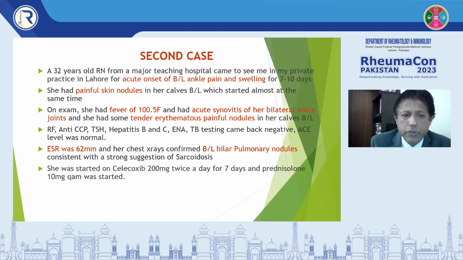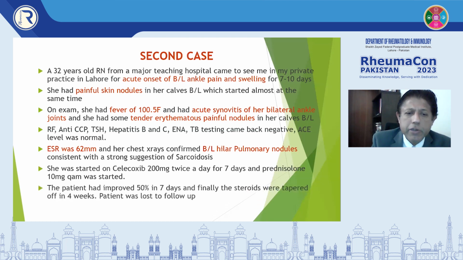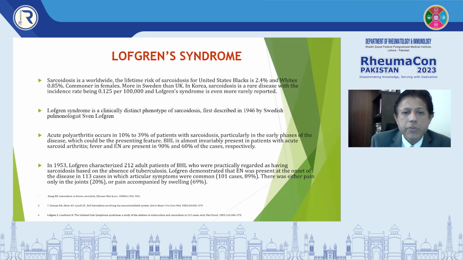Strong suggestion of sarcoidosis. So she was started on celecoxib for 7 days, and then prednisolone was given. The patient improved by about 50% on the second visit in 7 days. The steroids were tapered off in 4 weeks. The patient never showed up after that. This is what we call Lofgren syndrome.